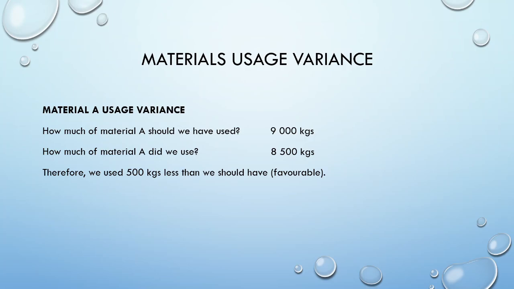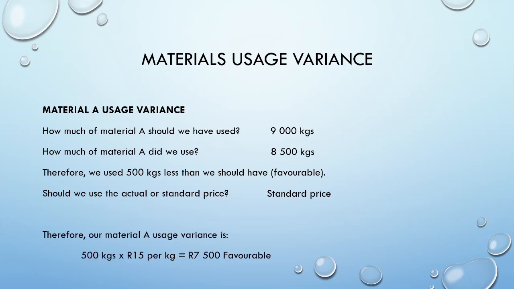So what we need to ask now is, should we use the actual or standard price? Remember, when we recorded the journal for material A price variance, we recorded the inventory at the standard price. When we use the inventory, we will issue it out at the standard price. So when calculating the usage variance, we need to use a standard price of 15 Rand per kg. Our total material A usage variance is the 500 kgs multiplied by the standard price of 15 Rand per kilogram to give us a favorable variance of 7,500 Rand.